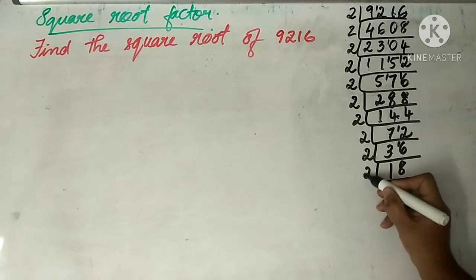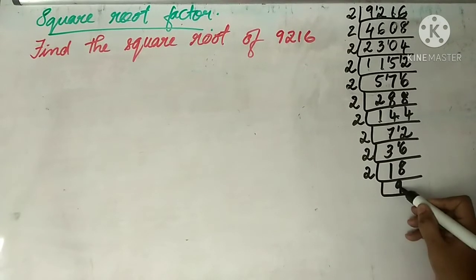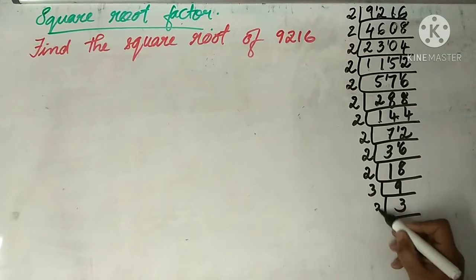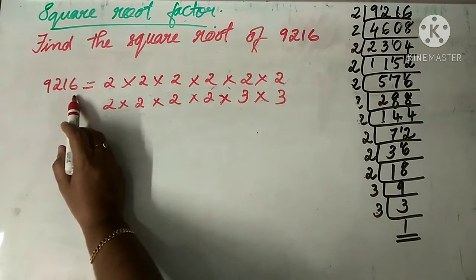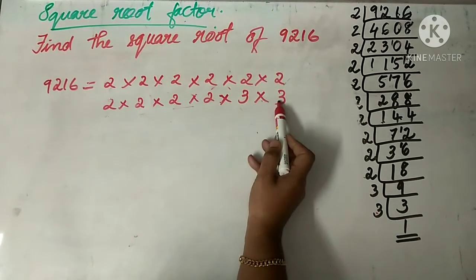Again it is divisible by 2. How many times? 9 times. Then 9 will go in 3 table 3 times. Then 3 will go in 3 table 1 time. When we factorize 9216, we get like this. So 9216, we can write it as 10 2's and 2 3's.